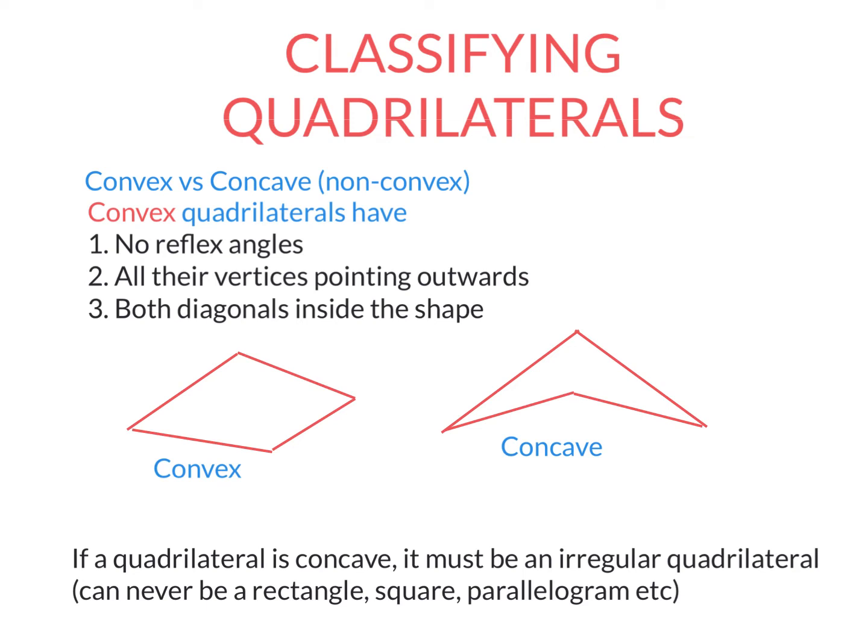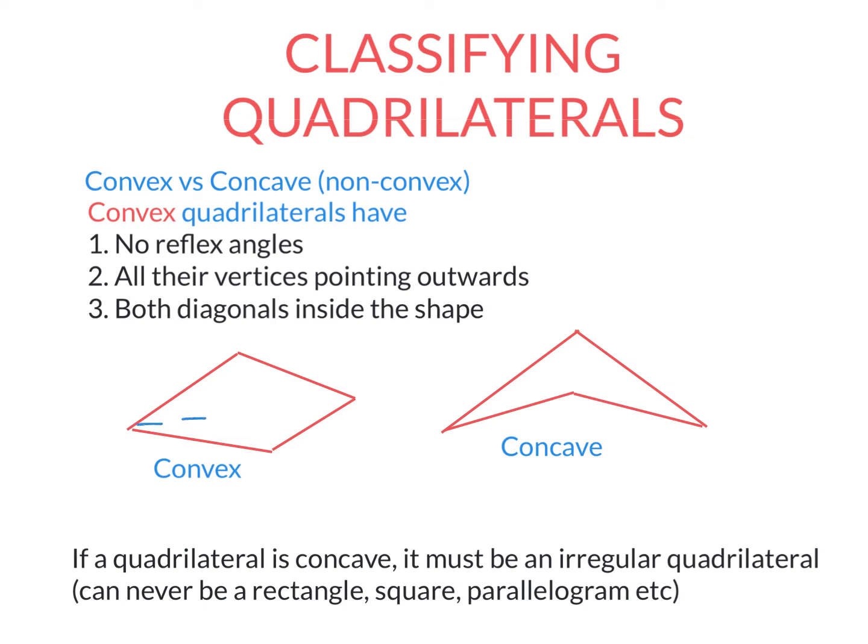So the third one's probably the trickiest to understand, about diagonals. What is a diagonal? A diagonal is just a line that joins non-adjacent vertices. So these two vertices here, they are not adjacent. They're non-adjacent because they're not next to each other. These two vertices are adjacent because they're next to each other. So all quadrilaterals, no matter how weird looking they are, have 2 diagonals.